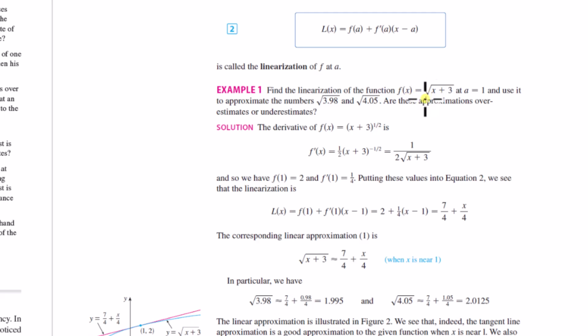So f of x is equal to the square root of x plus 3, and we're going to linearize it when x is equal to 1. Well, okay, how do we do that? How do we get L of x? Well, just find f of a.